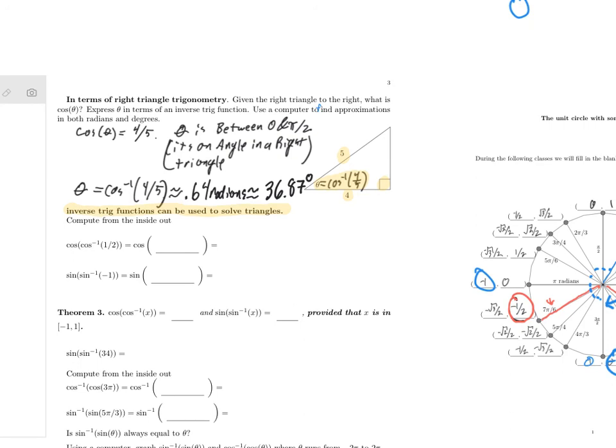But right now, let's switch gears just a little bit, which means it's maybe a good time to break the video. So the next thing that I will do is I'll talk about computing trig functions at inverse trig functions. So I'll do some computations from the inside out, and we'll get some interesting results.